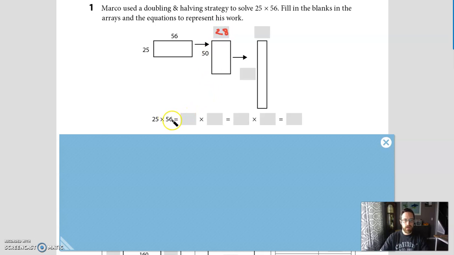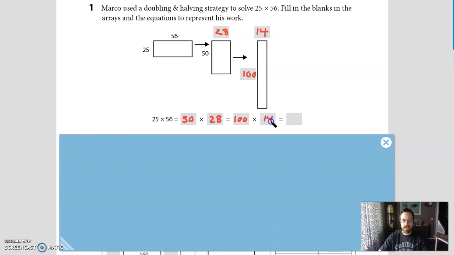So then 25 times 56, doubling and halving went 50, my dimensions doubled and halved, so now I'm at a 50 by 28. And then they want me to do it one more time. Well, I have to keep doubling and halving the same one. So if I doubled 25, doubled 50, I have to double it again. So that would be 100. And then 28 halved would be 14. So then my equation is 100 by 14.